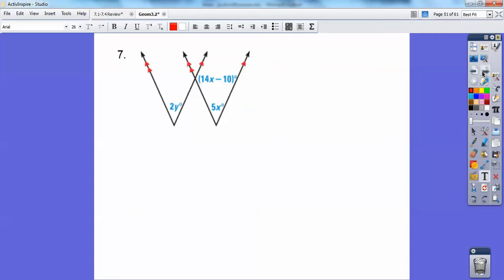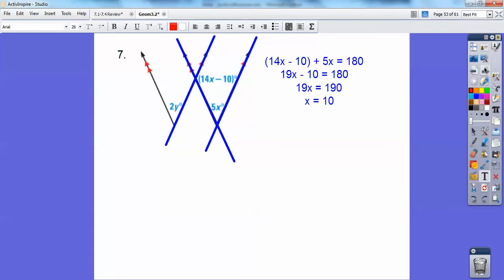Picture looks confusing, doesn't it? What I'm going to do first on this, you guys, is get x with these two right here. And I'm going to get x by doing the consecutive interior angle trick. They're supplementary to each other. So you get 19x equals 190, and 19 goes into that 10 times.